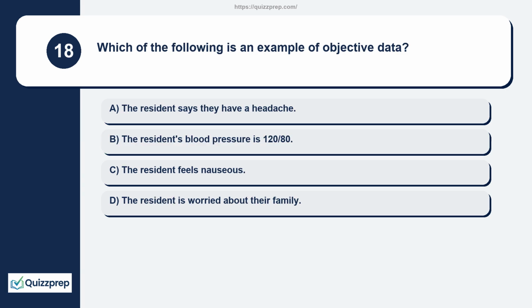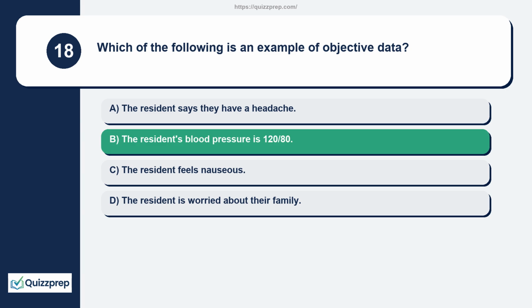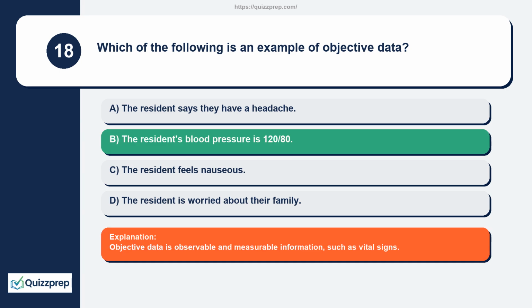Question 18. Which of the following is an example of objective data? The resident says they have a headache. The resident's blood pressure is 120/80. The resident feels nauseous. The resident is worried about their family. Objective data is observable and measurable information, such as vital signs.